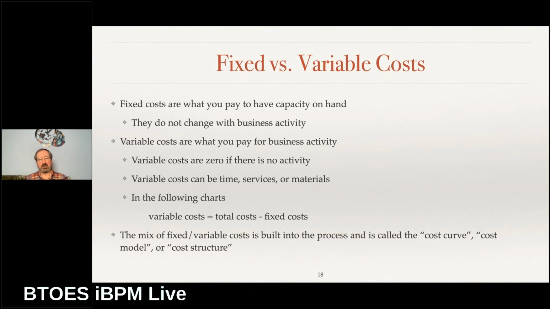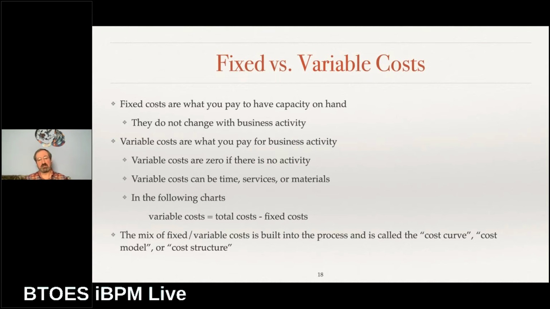Total costs are always a mix of the two. Volume of 0 means you have no variable costs and all you're paying are fixed costs. But at some point, as business activity increases, your total costs go up. Variable costs can be time, services, or materials. So how much does it cost to execute a service, for example? If you're not executing that service, it's 0.